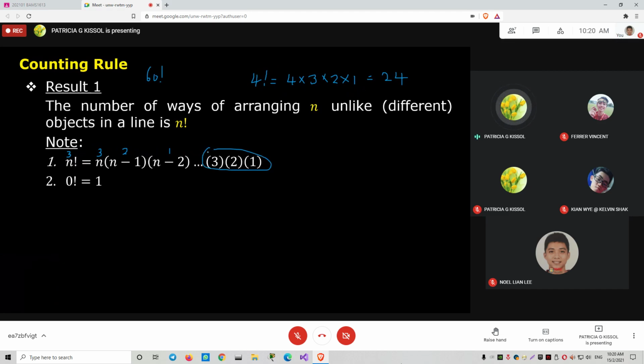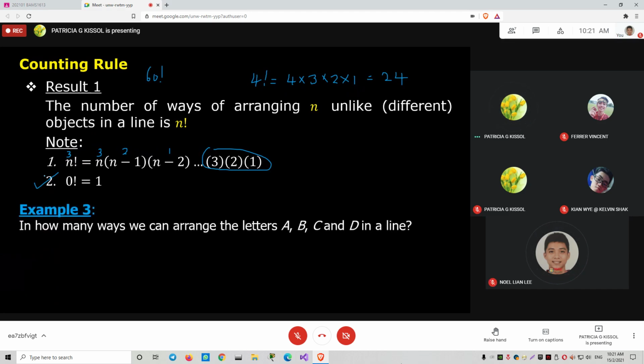Another important thing about factorial is if you type the number 0 factorial, the answer is 1. So remember this, 0 factorial, don't think it's the same value as 0. It's not. 0 factorial is 1. So even if you use your calculator, it also gives you the value of 1.